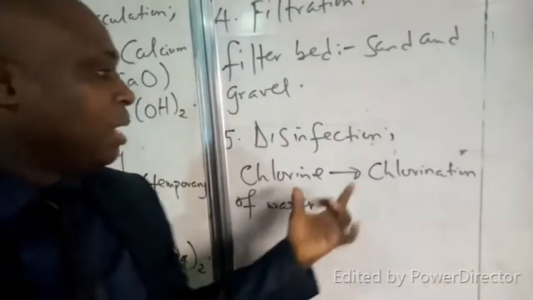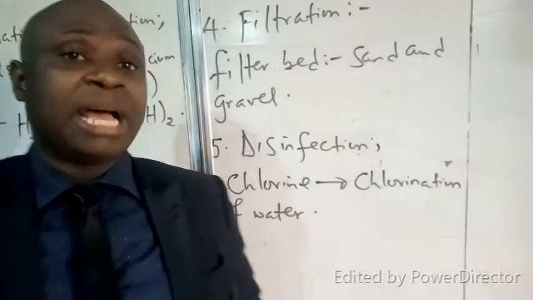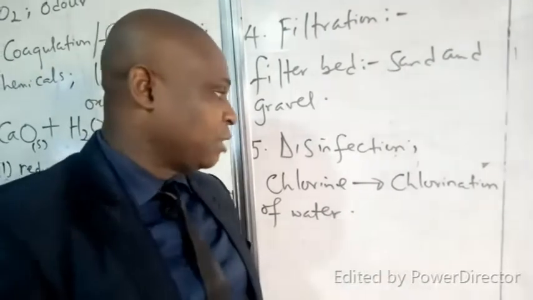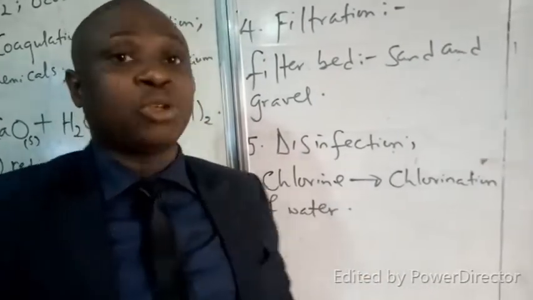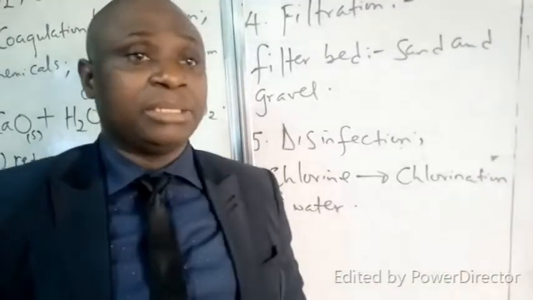Now, it's not only chlorine we use. We can use compounds that contain chlorine as well. But the commonest is that we use chlorine in the treatment of that water. So what the chlorine does is to kill bacteria and other pathogens that can be found in that water.